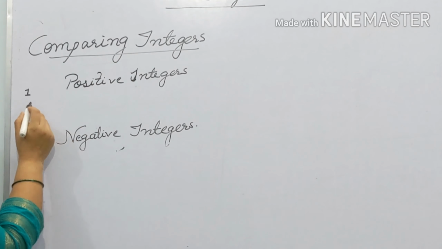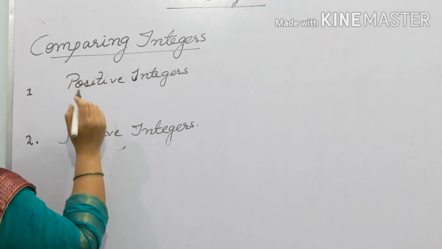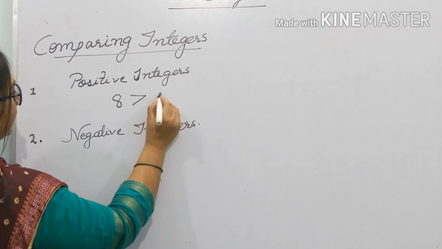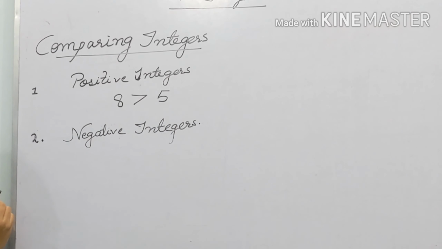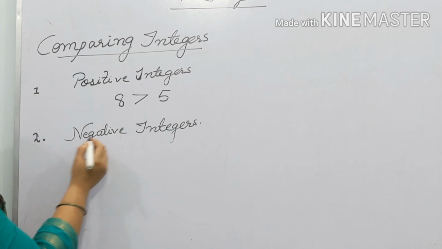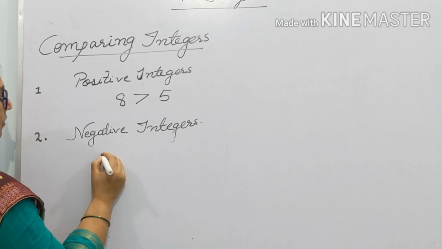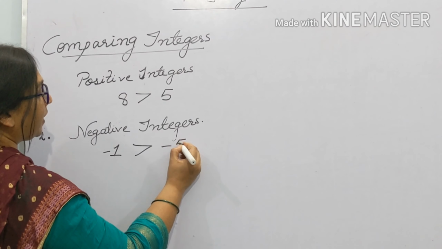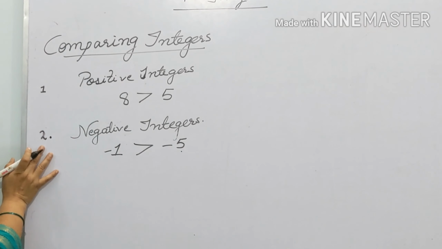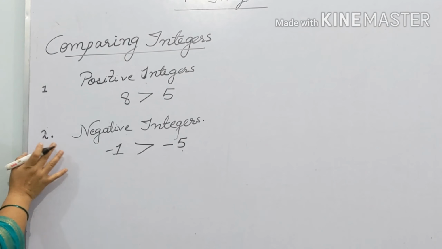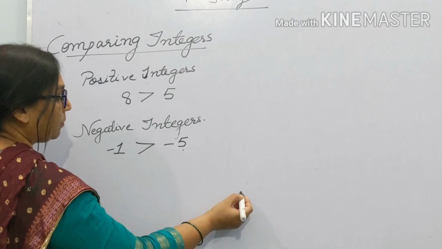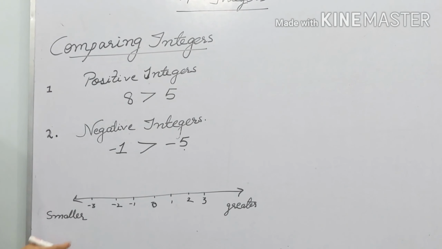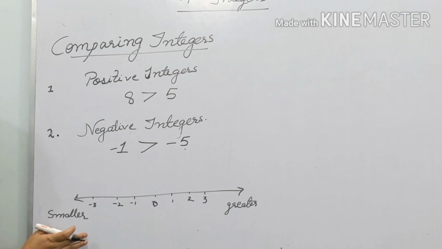Comparing integers. In the case of positive integers, the integer with greater absolute value is greater than the integer with smaller absolute value. Whereas in the case of negative integers, the integer with smaller absolute value is greater than the integer with greater absolute value. And the best way to understand is using a number line. So let me explain using a number line. So you can see the integers on the number line.